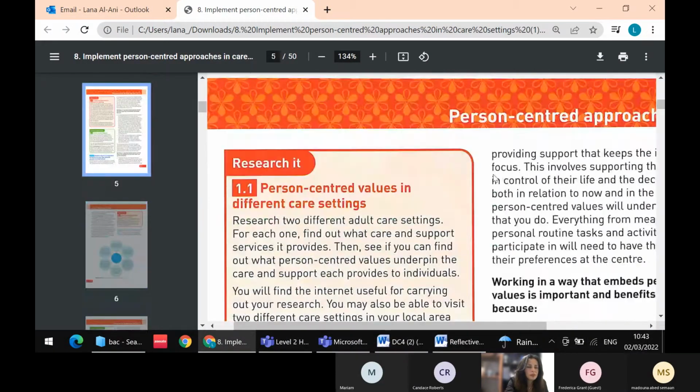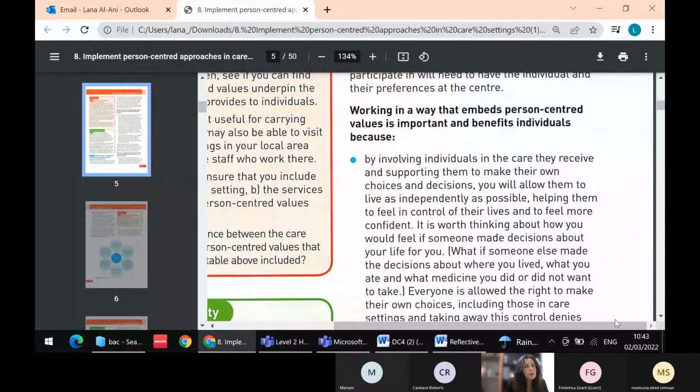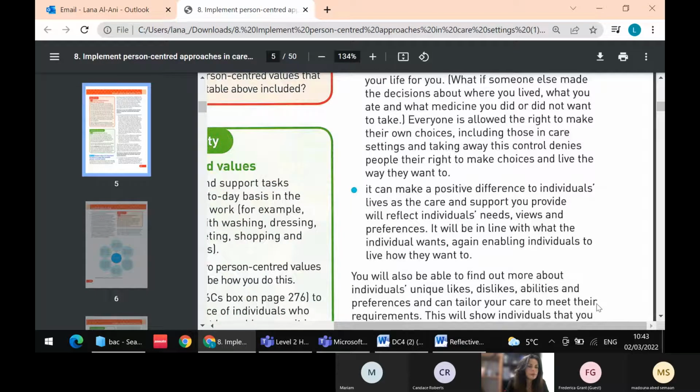So first of all, involving the individual will make them have full control of their lives. They wouldn't be under anyone else's control. They will feel confident. They will feel satisfied. They will feel happy. It will allow them to have their rights to make their own choices, their own preferences, to fully fulfill their needs. And it will also make huge differences to their lives. That will be a positive influence on their lives. Rather than feeling sad and miserable because they've been controlled, they will now feel happy, because they get what they want.